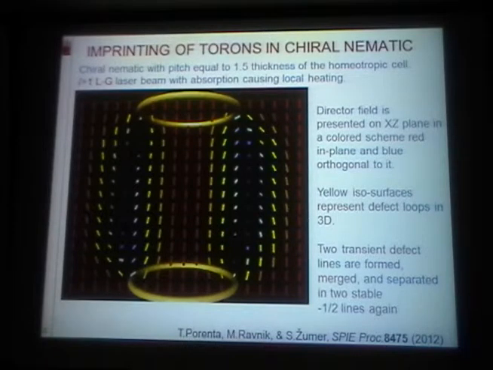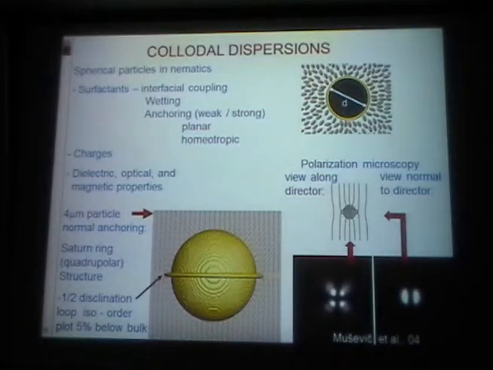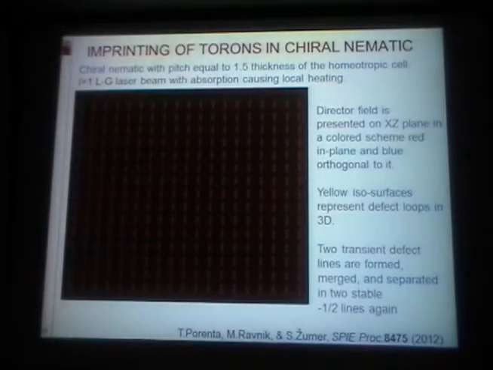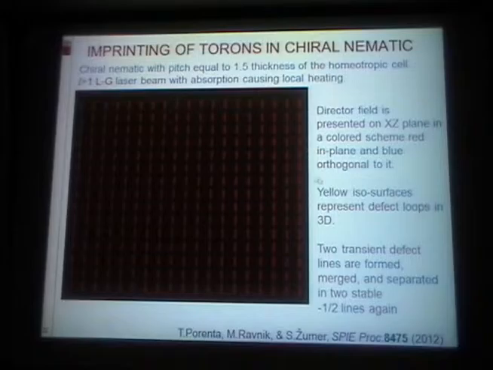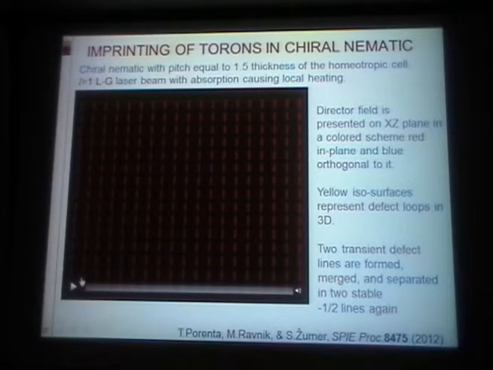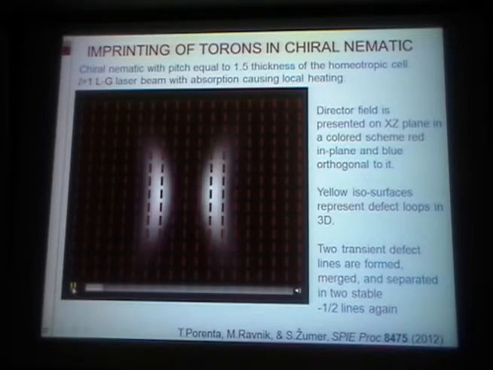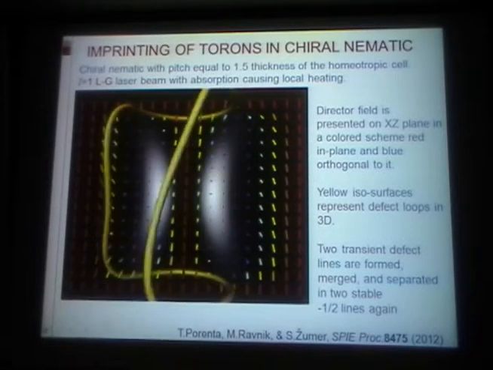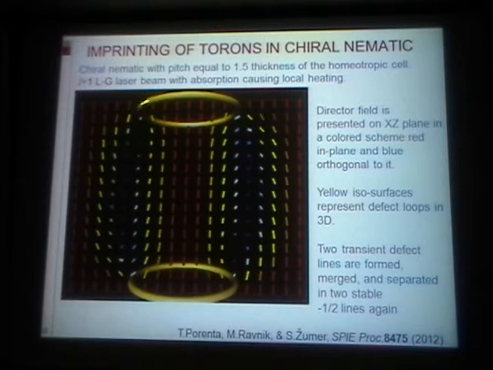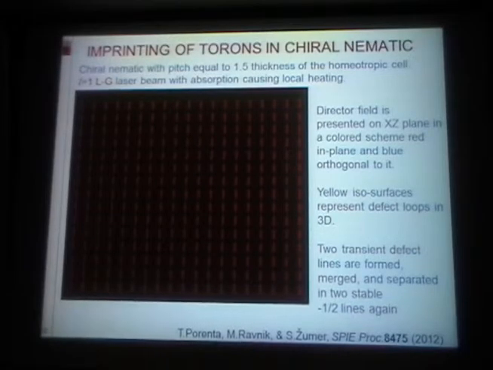And here we simply show how this works if one wants to simulate this. So that means you have a homeotropic cell, you add the Laguerre-Gaussian beam, and you will see how it works. It simply induces distortion, it adds disclination lines, but finally you get just two disclination lines which are stable. So that is imprinting of a simple Toron, but can one imprint more complex ones? We have no time, we must go further.